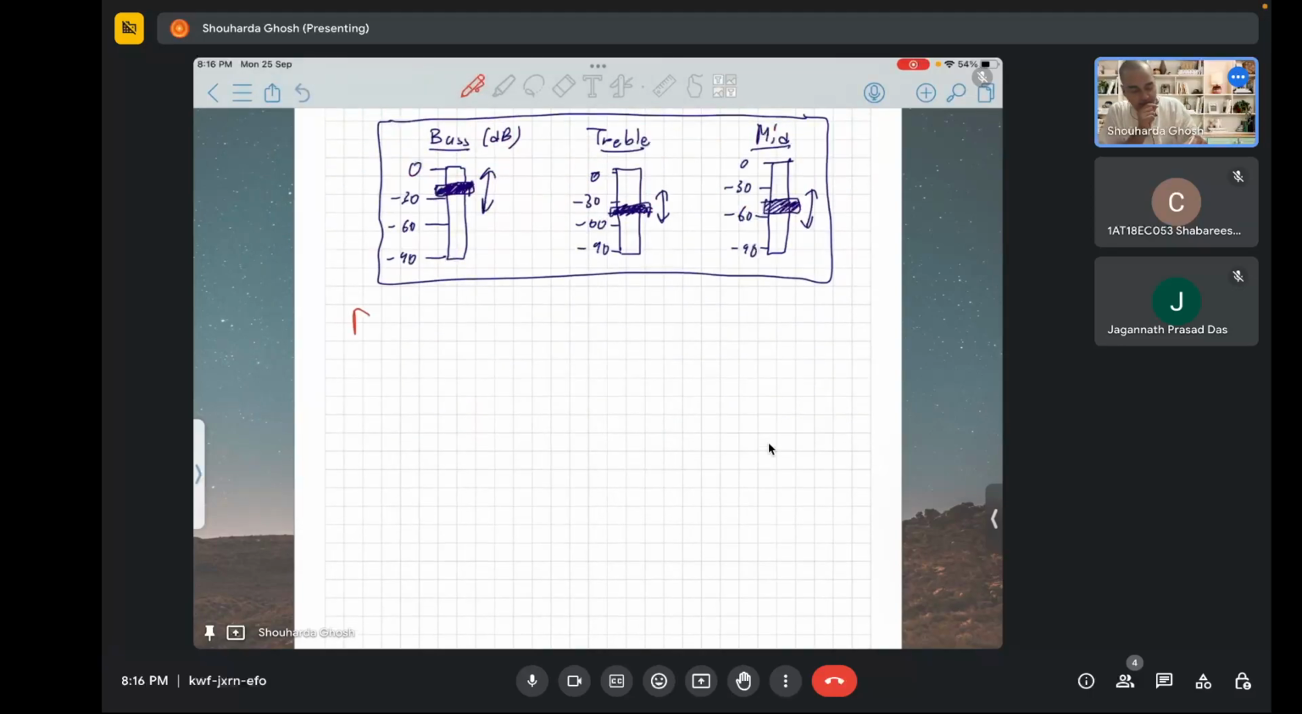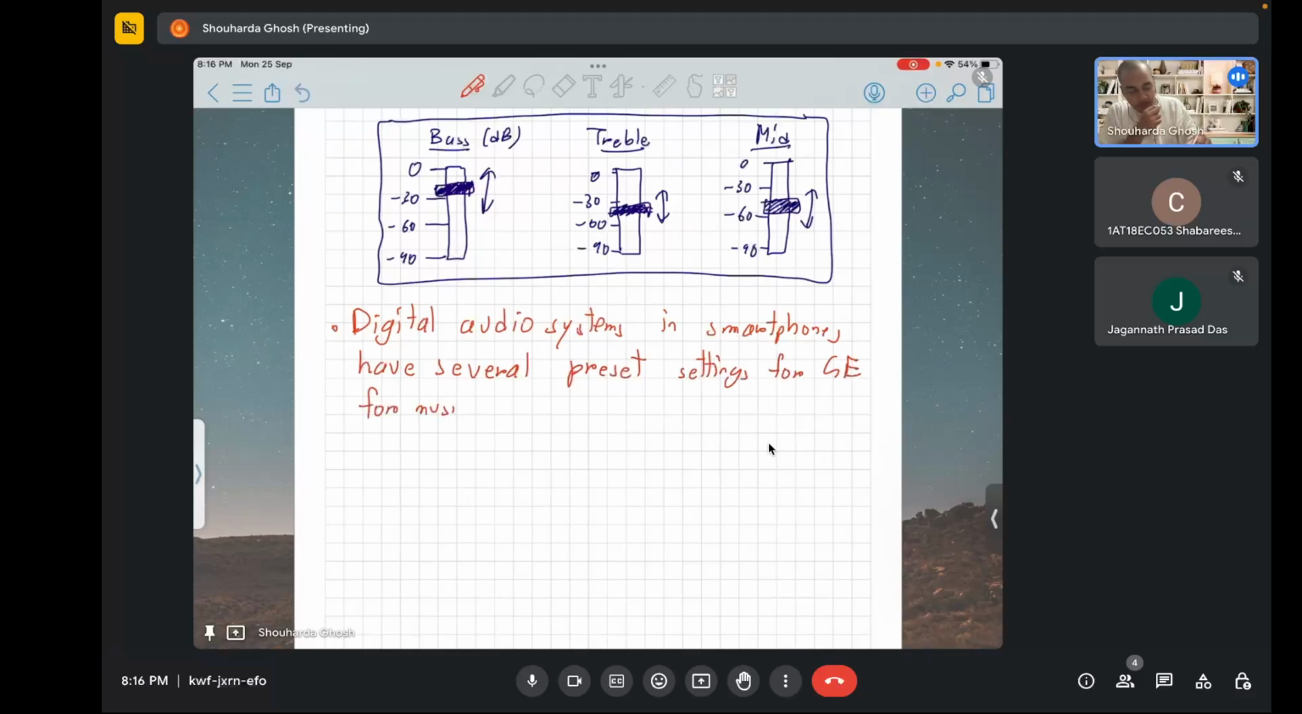so in fact, some digital audio systems in smartphones have several preset settings for graphic equalizer for music styles like pop, rock, jazz, etc.